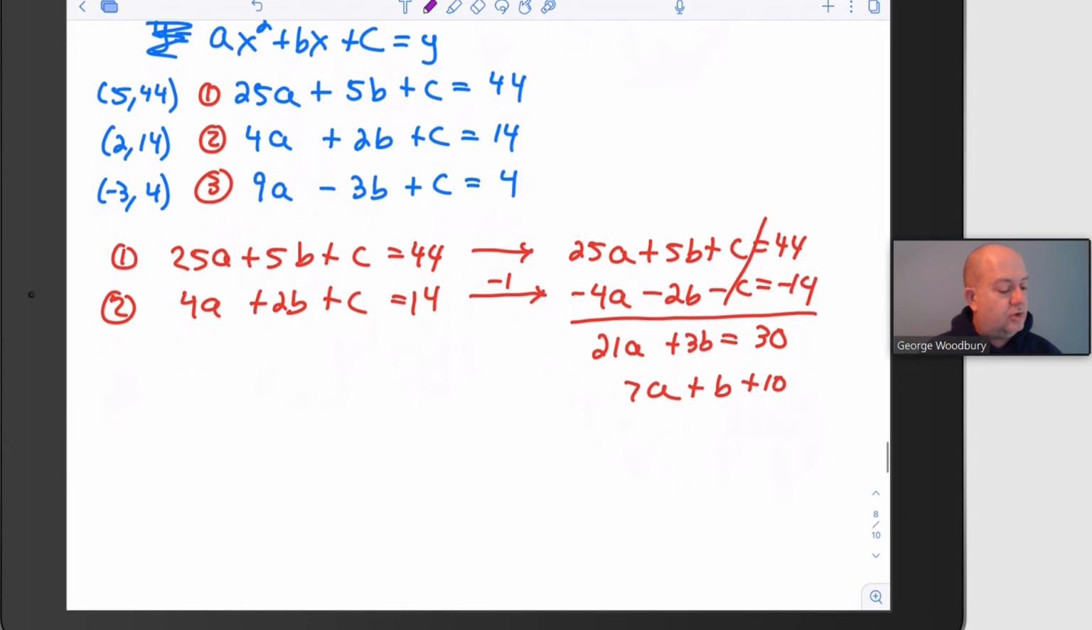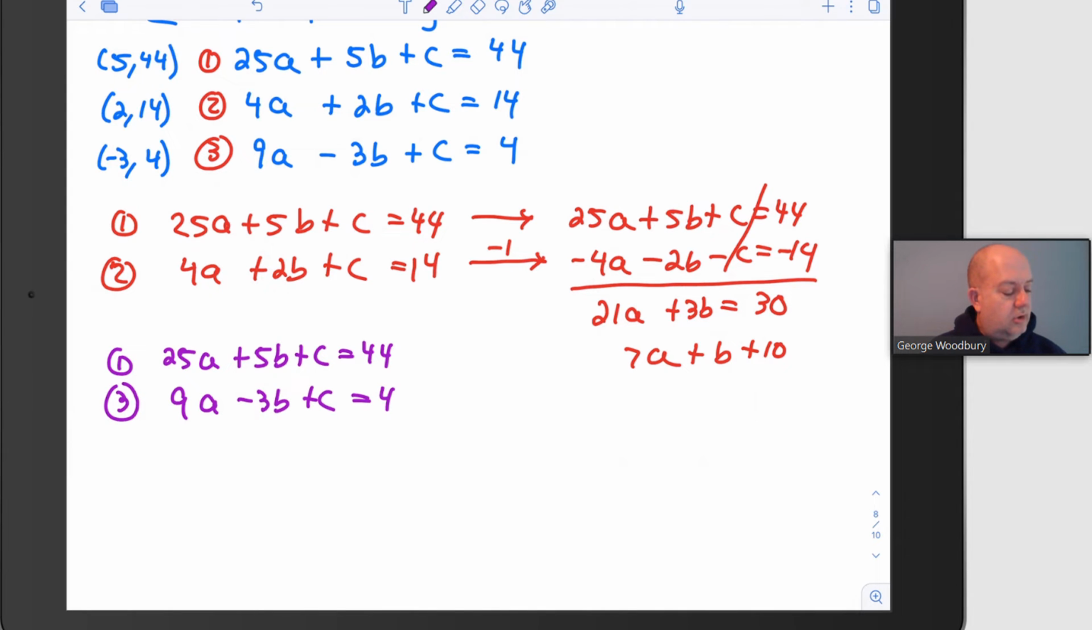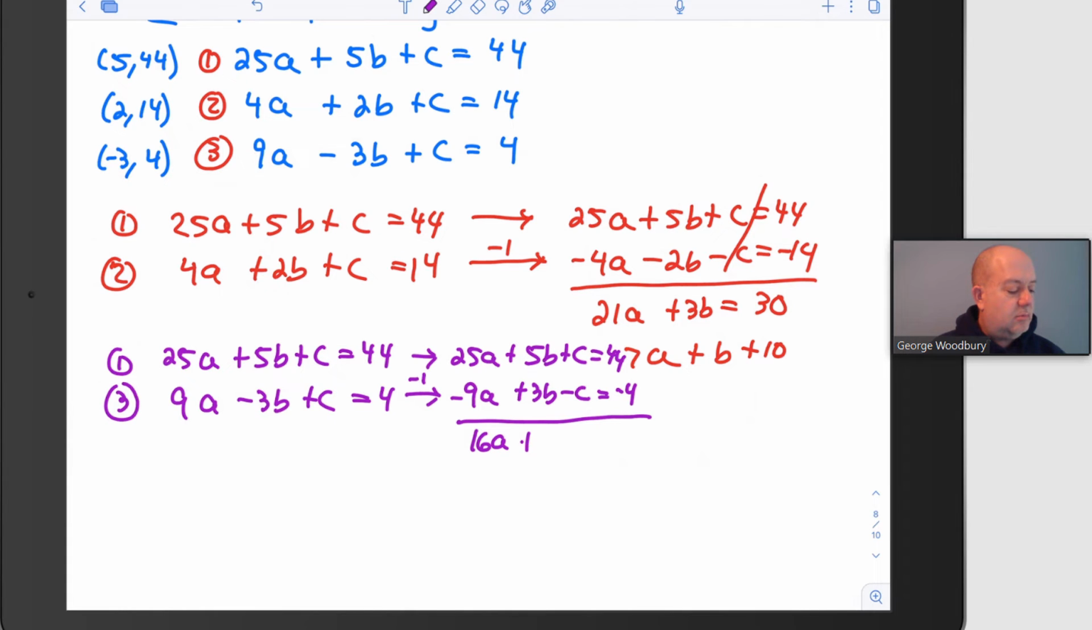Next, I'm going to combine equations 1 and 3 to get rid of c. So 25a plus 5b plus c equals 44. 9a minus 3b plus c equals 4. I'm going to use the same approach. Just copy over the first one. Didn't leave a lot of room there. And multiply the other one by -1. -9a plus 3b minus c equals -4. 16a plus 8b equals 40.